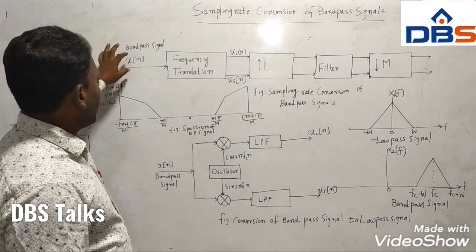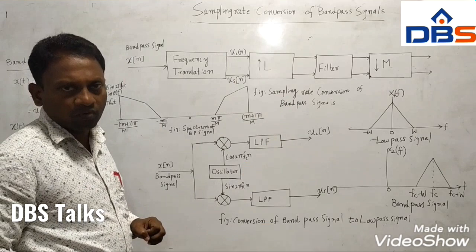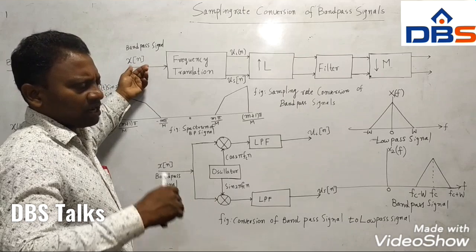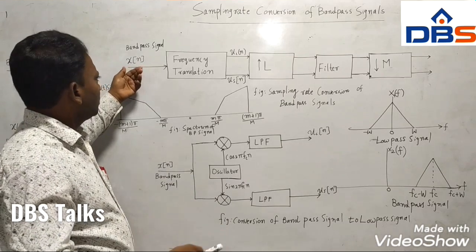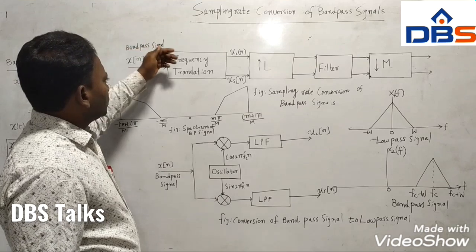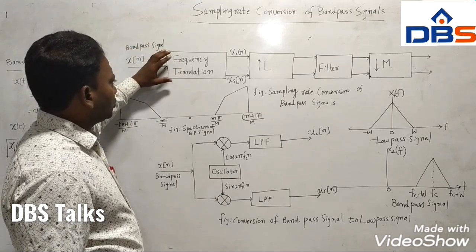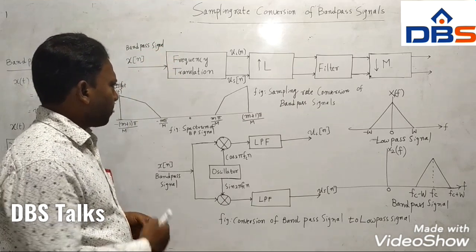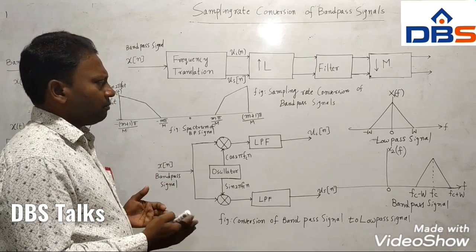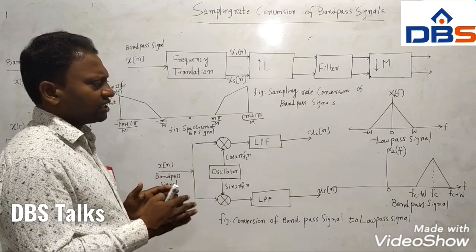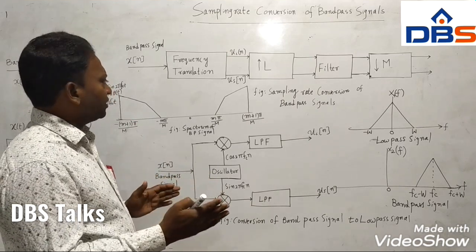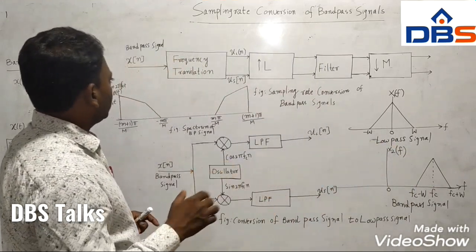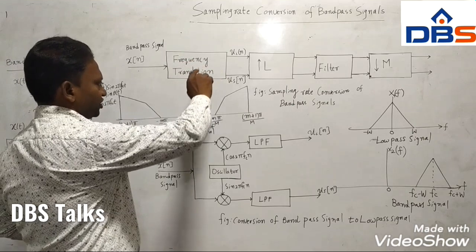First of all, we have a band pass signal X of n, which means X of n is already a band pass signal. Now the band pass signal is applied to the frequency translation block. What does frequency translation mean? It means shifting the frequency from band pass to low pass, otherwise translating the high frequency or band pass signal to a low pass signal. That is what happens in the frequency translation block.